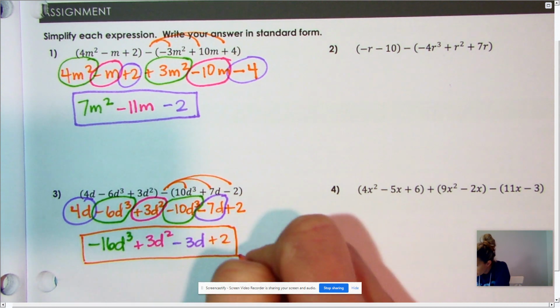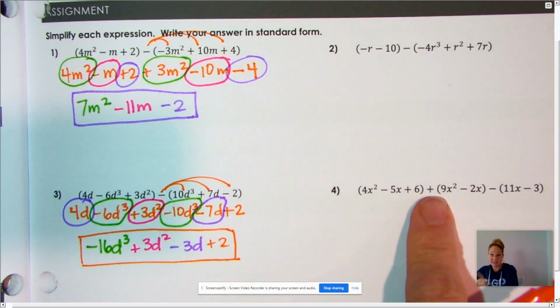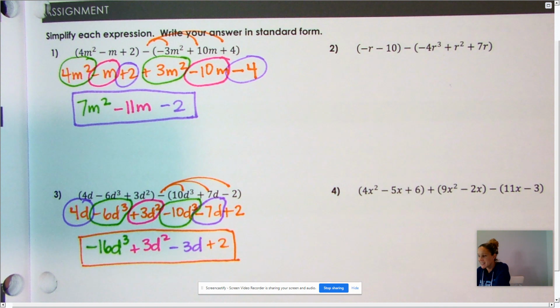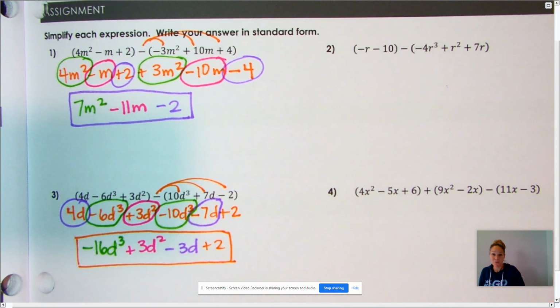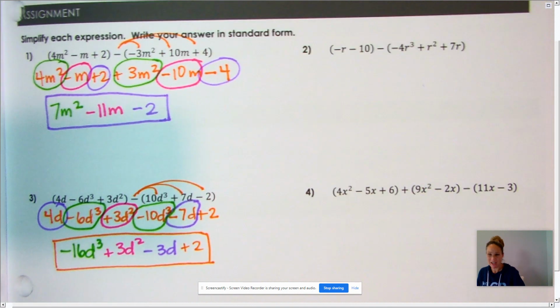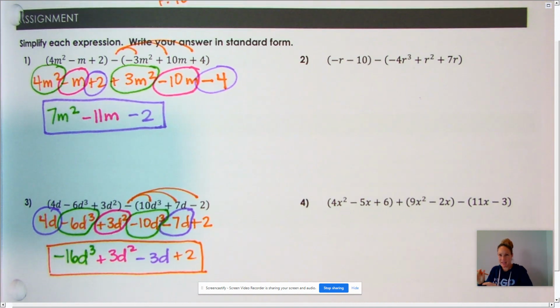Okay. For question 4, that one's a little bit tricky, you guys. So what I would do is I would rewrite. I'm going to help you guys get this one started. I think you could figure it out, but I'm just going to help you with the first step on it.